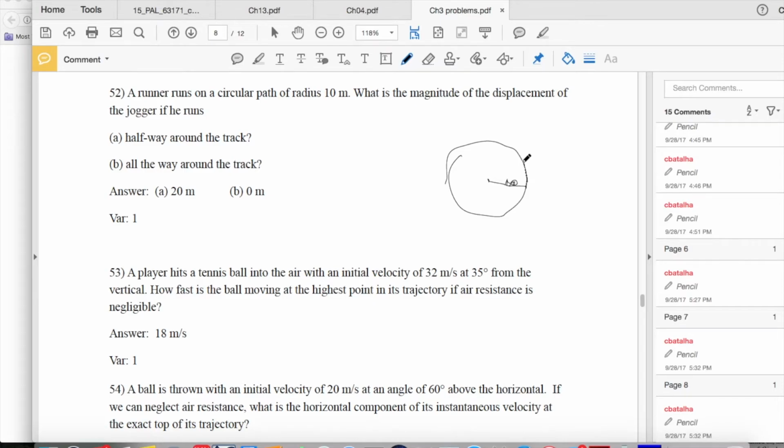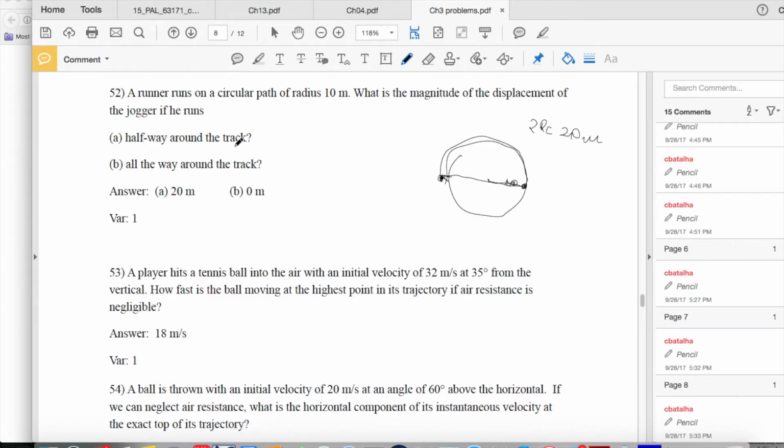So if he runs halfway around the track, it stops right there, right? So initiated here and finally there. What is the magnitude of the displacement? The magnitude is twice the radius, 20 meters.